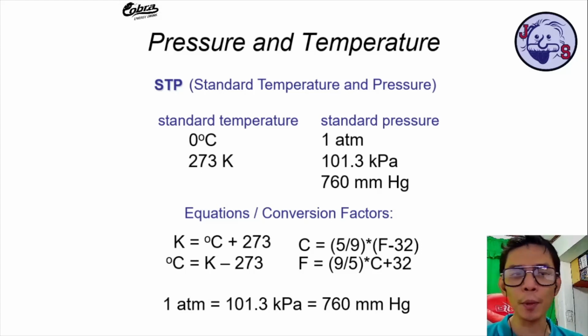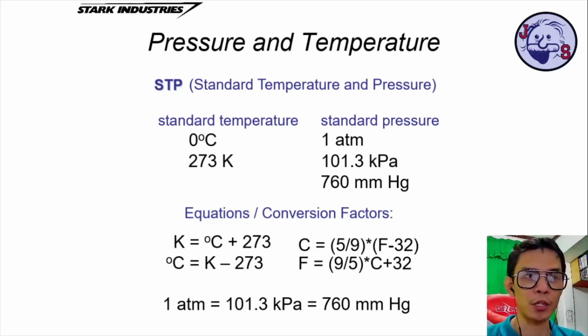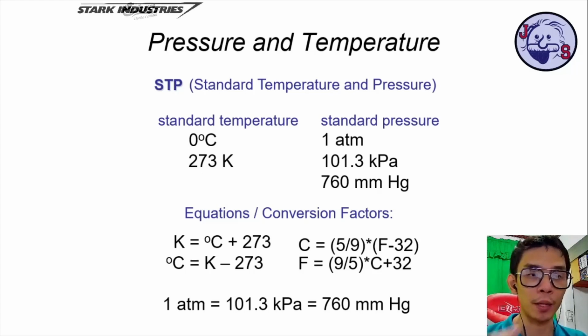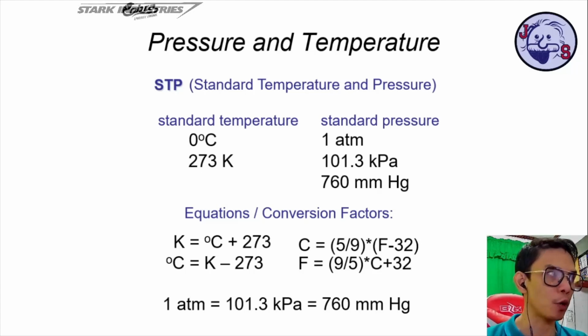The standard temperature is always 0 degrees Celsius, and that is around 273 Kelvin. Meanwhile, the standard pressure is 1 atmosphere. If you convert it into kilopascals, we have 101.3 kilopascals, and we have 760 millimeters of mercury in that unit. The standard number of mole is 1.